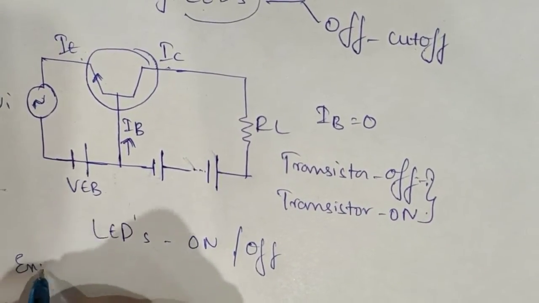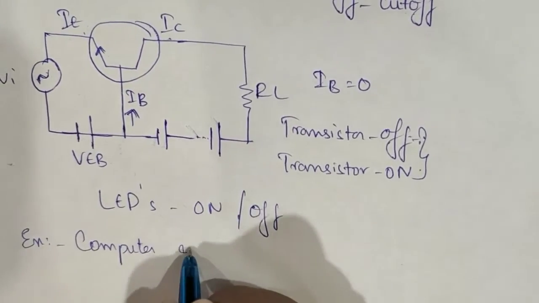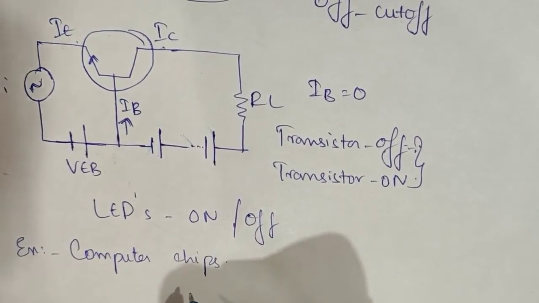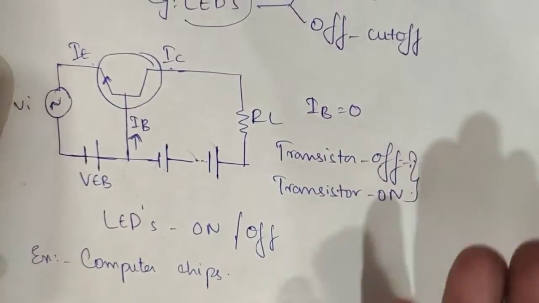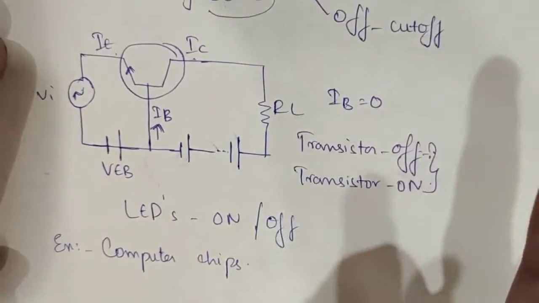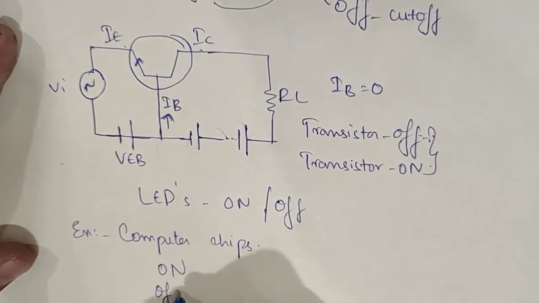Another example you can take is computer chips. As you all know, computer chips internally have a number of transistors, maybe hundreds, millions or billions, and each transistor performs two states. That is, it is either in the on state or the off state.